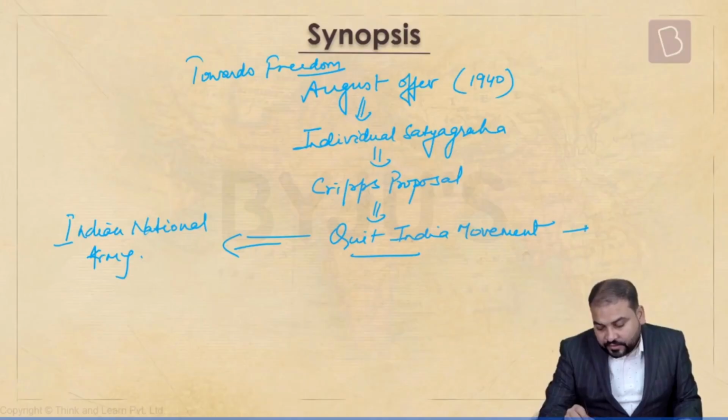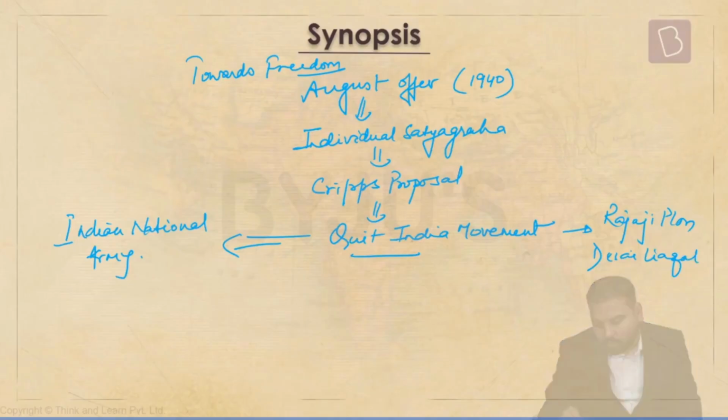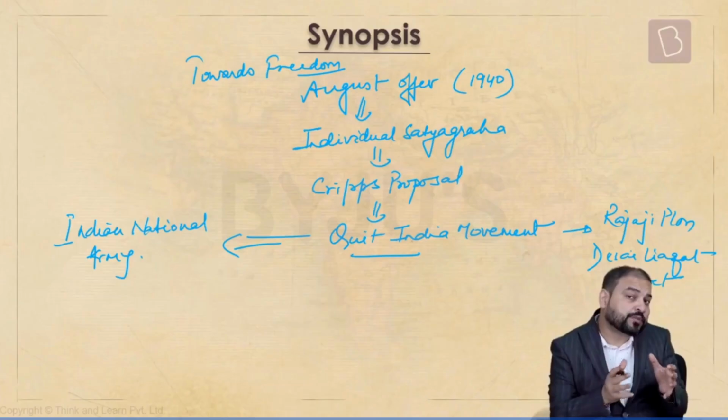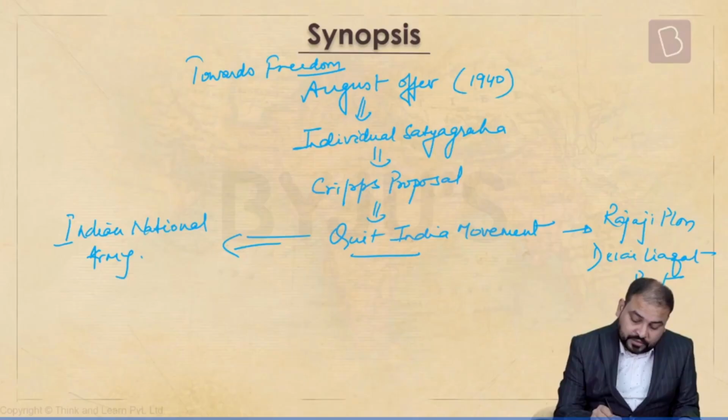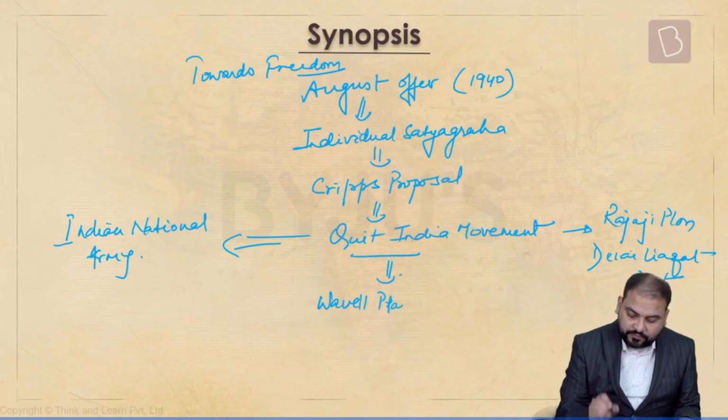And inside India, the Rajaji Plan, Desai-Liaquat Pact, all these will be pondered in order to break the deadlock between the League and Congress. Apart from this, later they will come up with another plan, the Wavell Plan or Wavell Proposal.